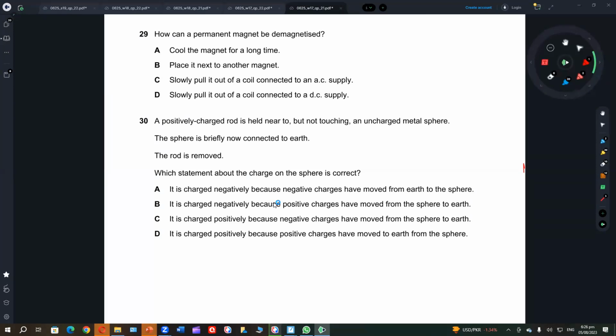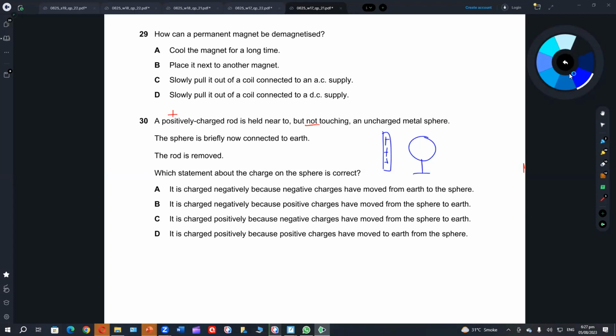A positively charged rod is held near to but not touching an uncharged metal sphere. The examiner highlights that it is not touching. Let me picture it and we can answer it. It's a positively charged rod and a sphere. The sphere is uncharged. Can you tell me what will happen on the sphere?